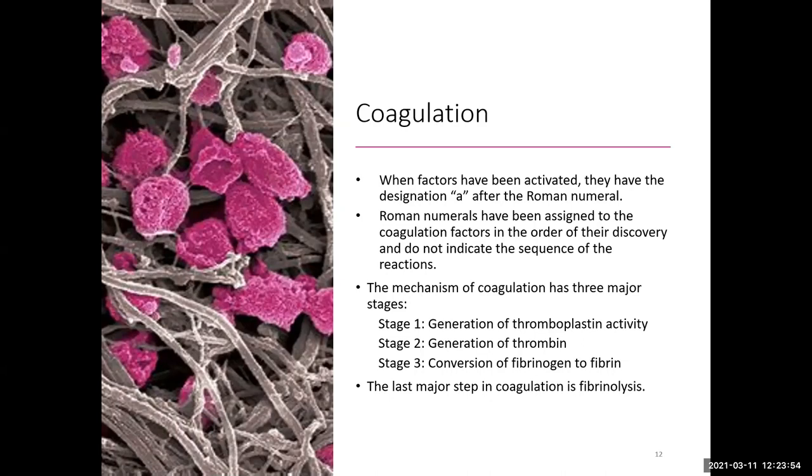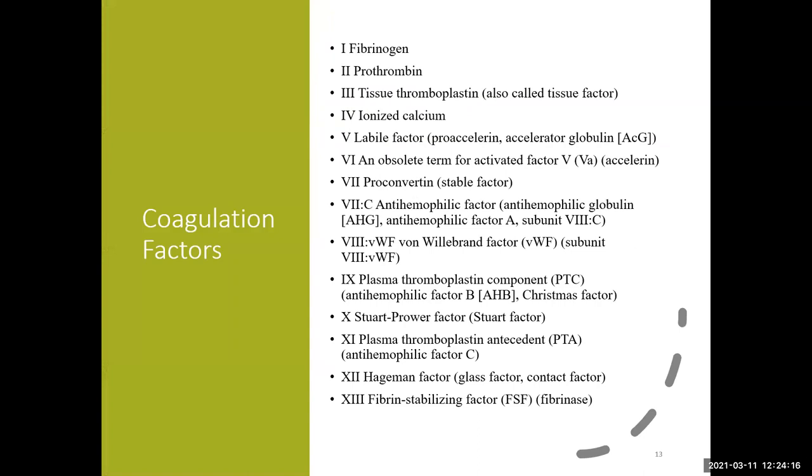The generation, you go through three stages of the coagulation. You have the thromboplastin activity, the thrombin activity, and the fibrinogen to fibrin. The last major step is the fibrinolysis, which is breaking down that clot once it's formed. So these are all of your platelet coagulation factors. I do not expect you to know them. I just want you to see that they each come into play at different times.